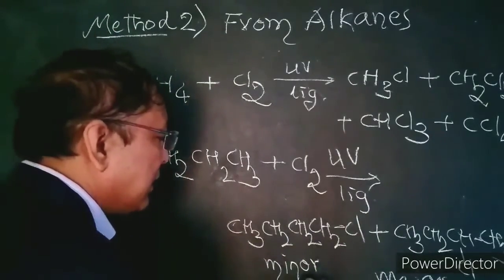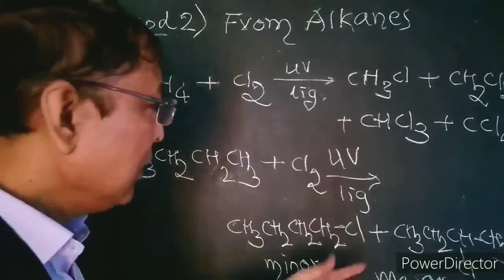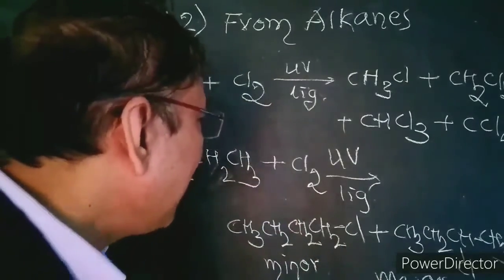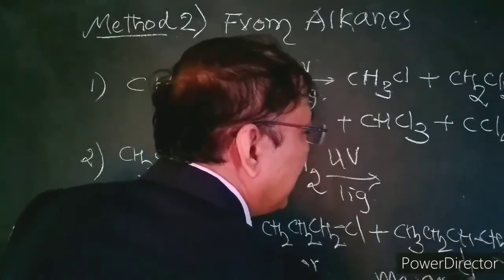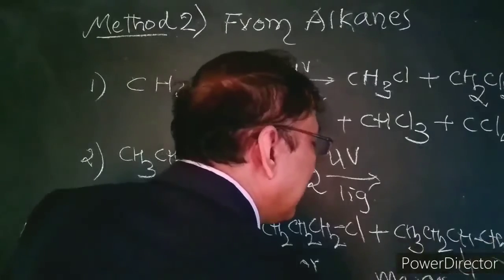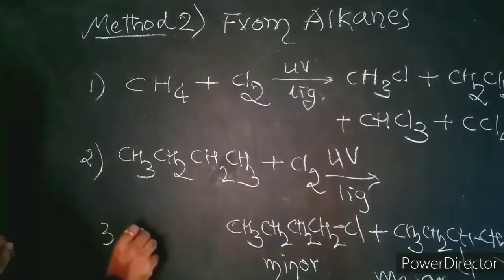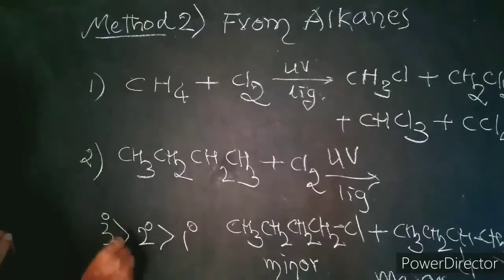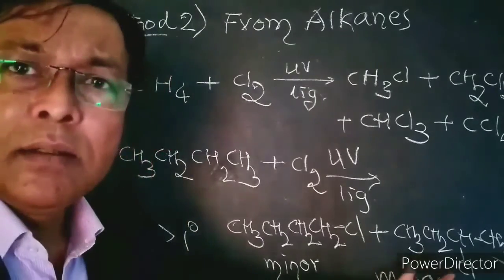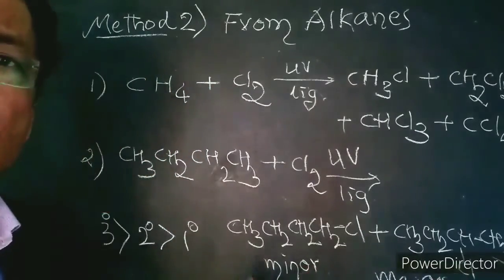1-chlorobutane is primary because the halogen atom is attached to a primary carbon atom, and in 2-chlorobutane, the halogen atom is attached to a secondary carbon atom. We know that secondary carbon atoms are more stable than primary carbon atoms, and tertiary carbon atom is most stable. As secondary carbons are more stable than primary carbon atoms, this is the major product and this is the minor product.